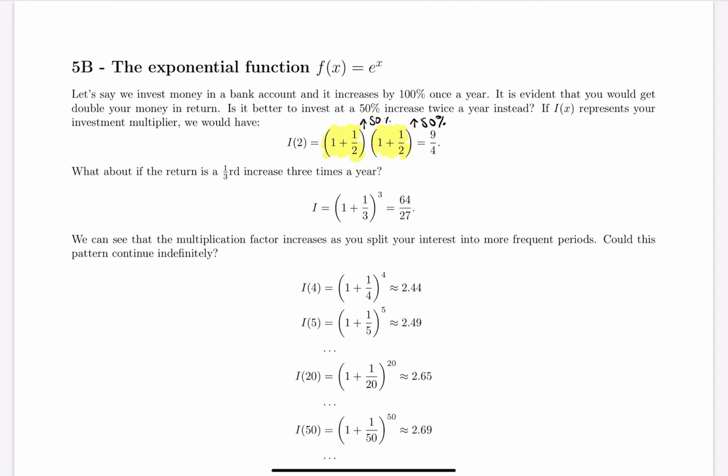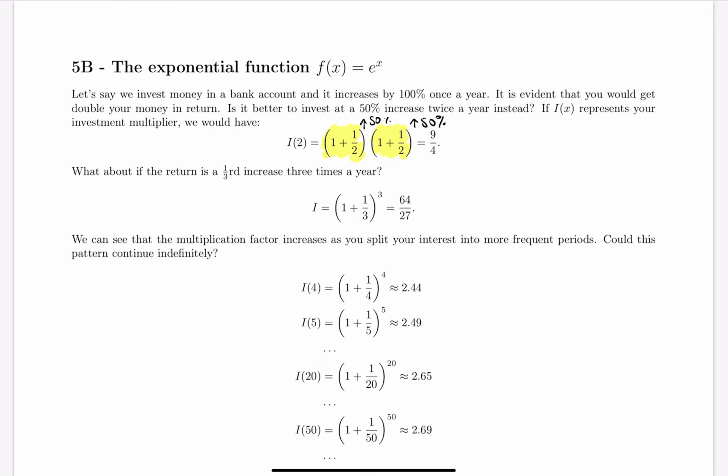Now, what have we realized so far? Well, 64 on 27 is bigger than 9 on 4, and 9 on 4 is bigger than 2, which was our initial investment multiplier. So it kind of looks like the multiplication factor on your money increases as you split your interest into more frequent periods. So even though overall it's in some sense an increase of 100%, if you split the 100% into more portions and more regular investments, then you're going to be actually making more in the long run.